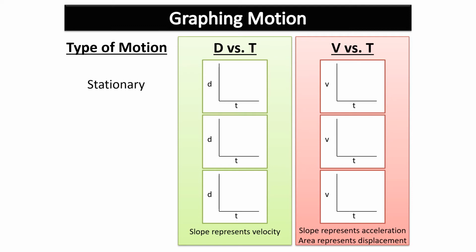For stationary, what would you predict the displacement versus time graph to look like if it wasn't moving? Maybe it's 5. If you said this, that's totally fine. That means it's at the origin. That's what I was going to predict, but I did it like this on purpose. So let's say this is 5 meters away from you, and it's constantly 5 meters away from you. That means it's not moving at all.